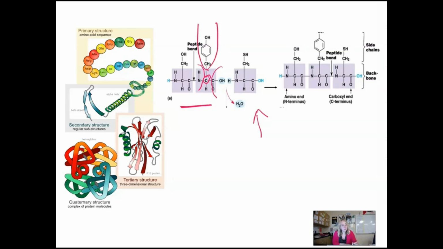So let me do one more. So here's the alpha carbon, amino group, carboxyl group, and here's your R group. Alpha carbon, and you can see the R group. So these R groups are going to be interacting to form a tertiary structure, that 3D shape in the protein that's going to be a functioning form.